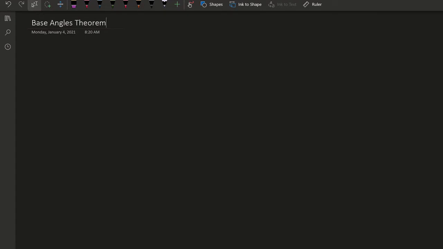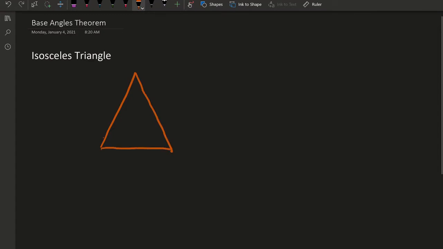So the first thing that we have to do is remind ourselves what an isosceles triangle is. An isosceles triangle is a triangle in which two of the sides are congruent. So that means that I would have a triangle like this, where I have two congruent sides. The two sides that are congruent, we would call those legs. And then we would call this third side that is not congruent the base.